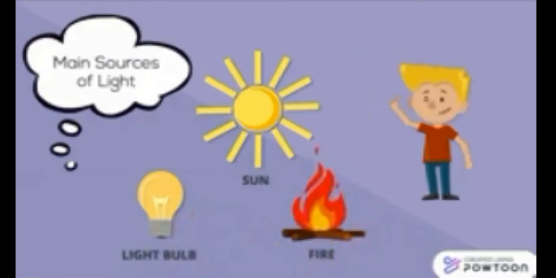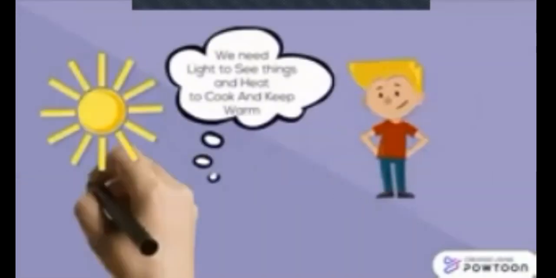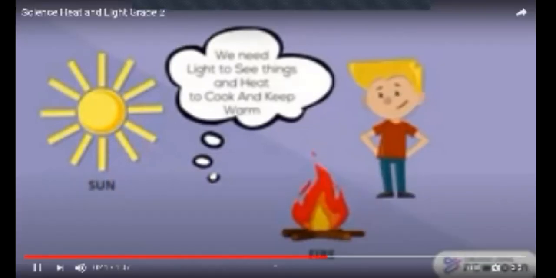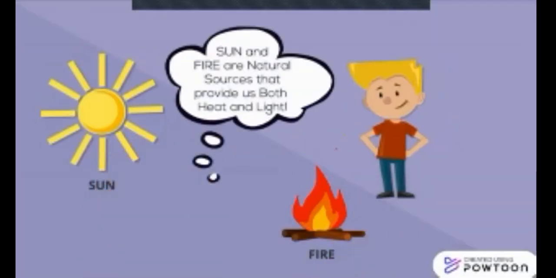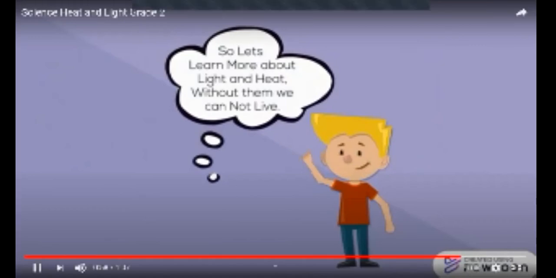Main sources of light are sun, light bulb, and fire. Interestingly, most of them are also heat sources. Sun and fire mainly. We need light to see things and heat to cook and keep warm. Sun and fire are natural sources that provide us both with heat and light. So let's learn more about light and heat. Without them, we cannot live.